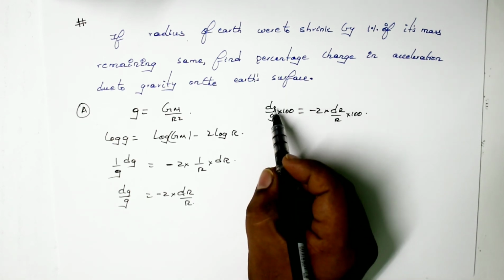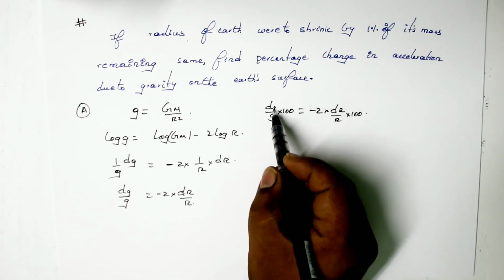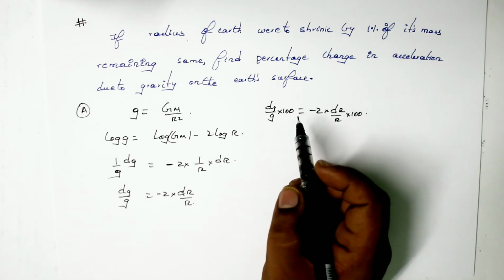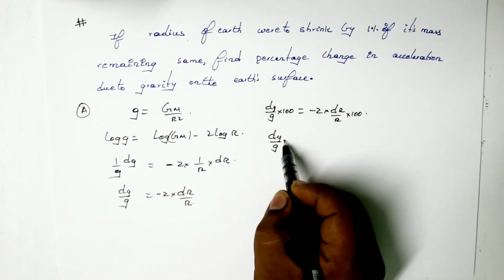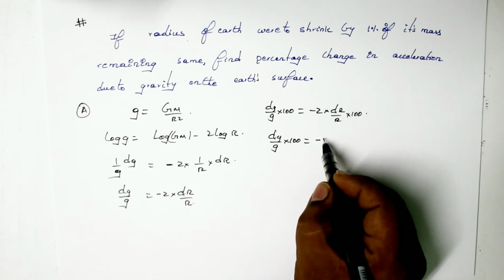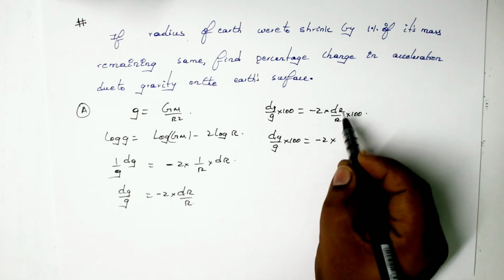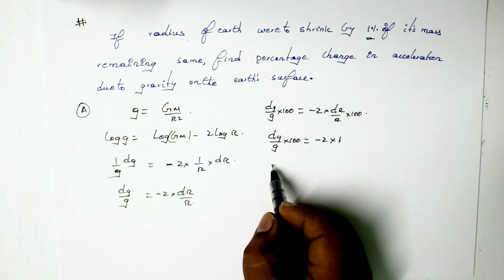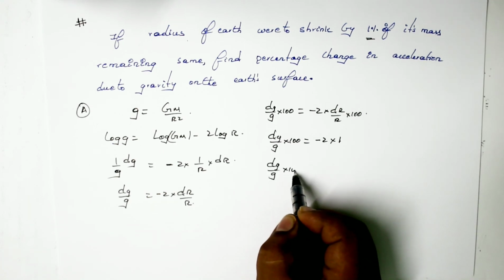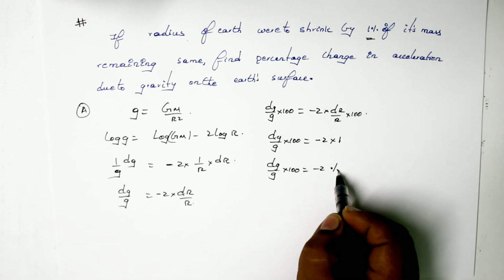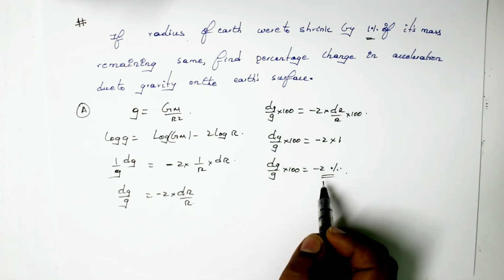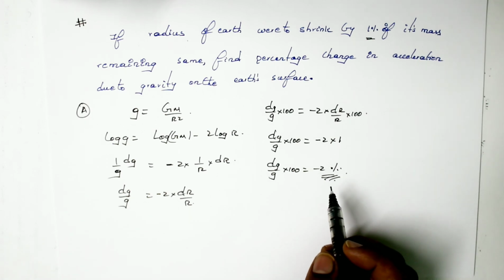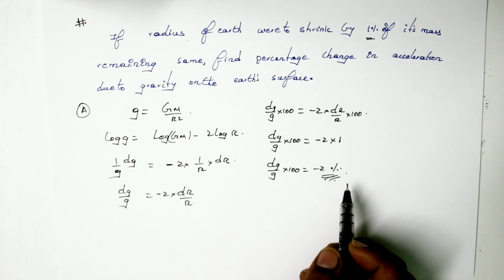So dg is a very small change, this is the total value, so this is the fractional change. Fractional change multiplied by 100 will give percentage change. So percentage change in g value is equal to minus 2 times the percentage change in R value. It is already given that the percentage change in R value is 1. So dg by g into 100 is equal to minus 2%. Minus 2 indicates that g value is reduced. So the percentage change in acceleration due to gravity is minus 2%, that is, g value reduces by 2%.